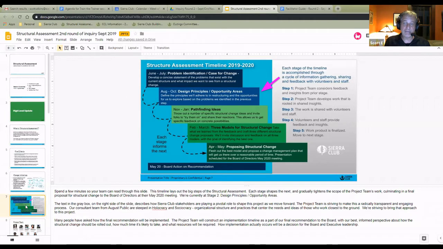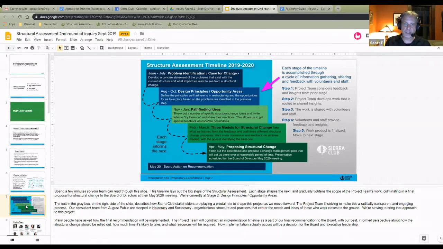Once we've collected that feedback around mid-November, the project team's going to regather in Salt Lake City and construct from that pathfinding ideas. And this is where it's going to get interesting, because these are very specific structural change ideas that we're going to be crafting that seem to fit the opportunity areas that we identify. And we're going to be rolling those pathfinding ideas out in early December as the next round of input that we're going to be requesting from teams, including chapters and groups around the Sierra Club.